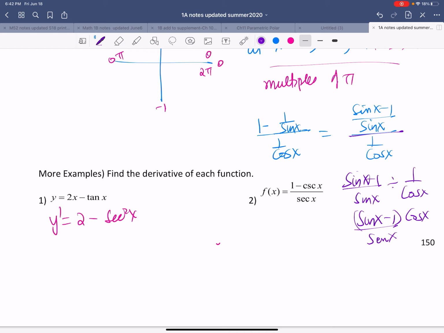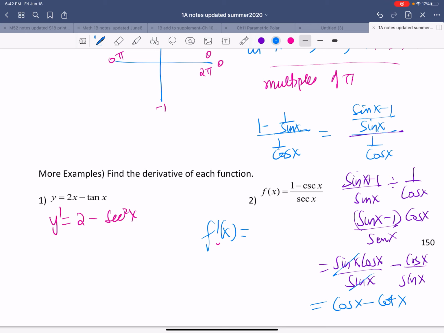Sine x cos x over sine x minus cos x over sine x. We can get rid of the sine x and sine x, and it turns out to be cos x minus cotangent x over sine x. Cos x over sine x is cotangent x. Now we can just do the derivative here, f prime of x. The derivative of cosine x is negative sine x, and the derivative of negative cotangent x is going to be a negative, which will become a positive cosecant square x. And that would be it.